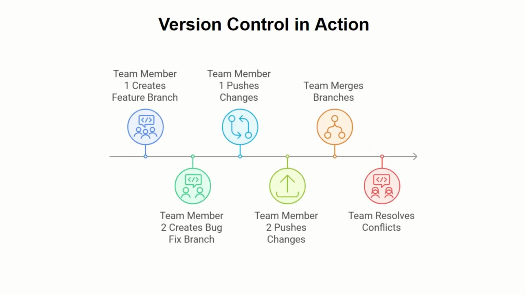So in real time, how it happens is team member one works on a feature in a branch, then team member two fixes a bug in another branch. Both team members push their changes to the central repository. Then the team can merge the branches and resolve any conflicts.